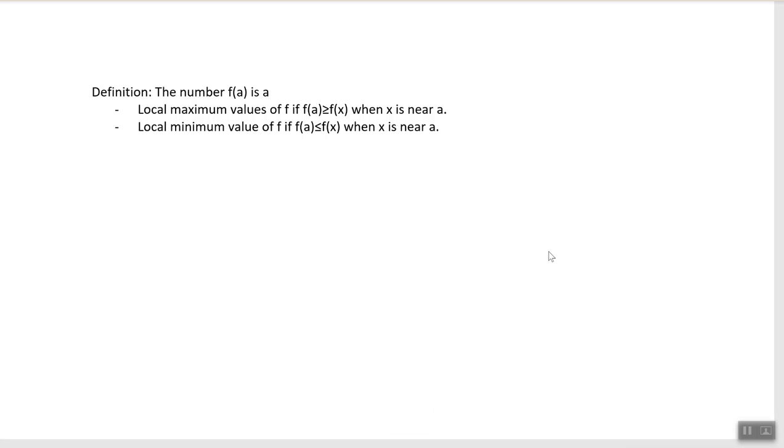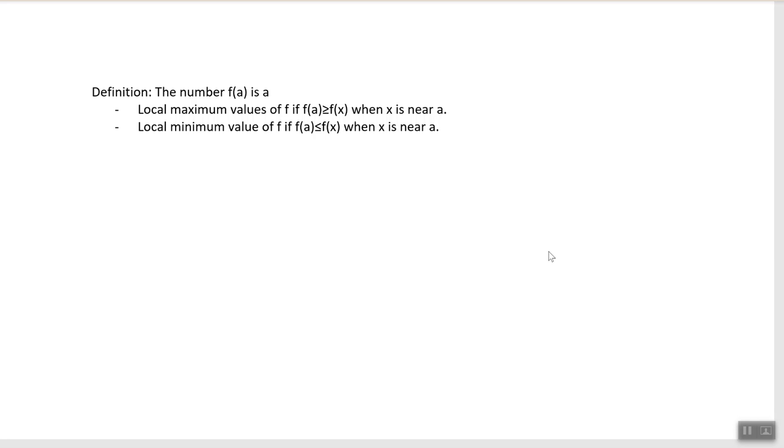Now let's get going. So today we're going to be talking about maximums and minimums of functions. And the first thing we need to do is talk about what it means to be a maximum or a minimum. So the definition: a number f of a is a local maximum value of f if f of a is greater than or equal to f of x when x is near a, and similarly a local minimum value of f if f of a is less than or equal to f of x when x is near a.